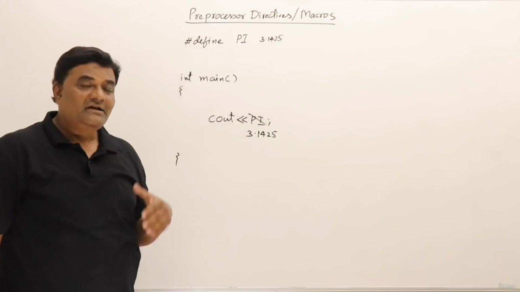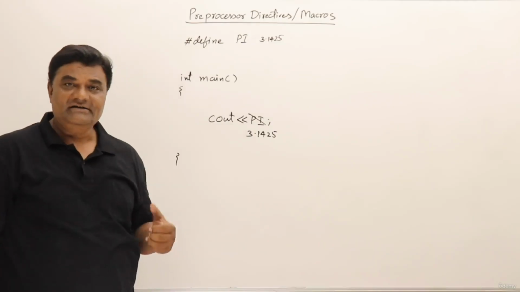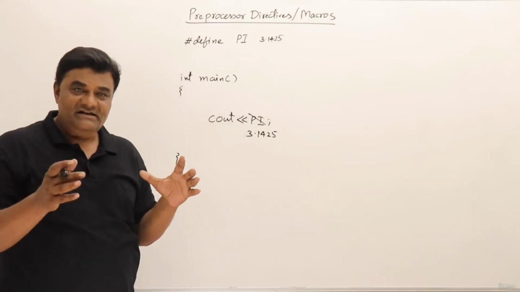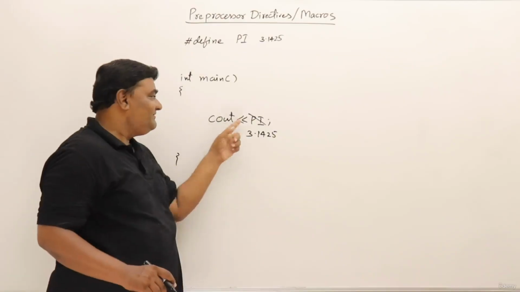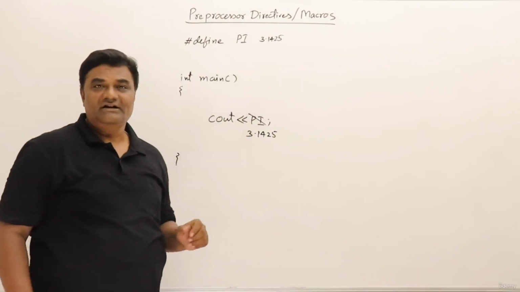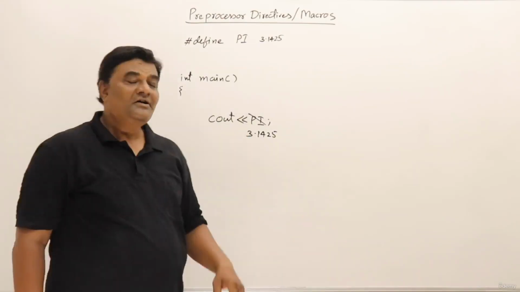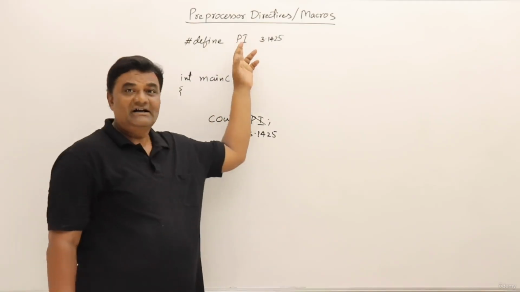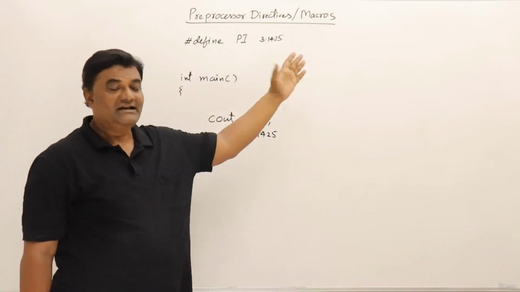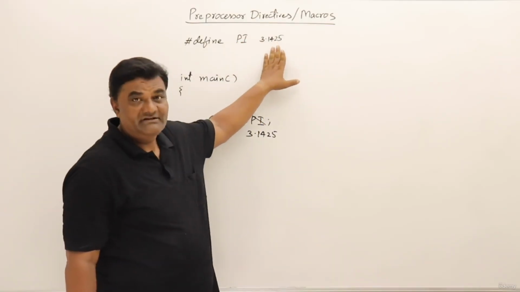So wherever pi is appearing in the program, this value will be replaced there. It is replaced before the program starts compiling. So what the compiler sees in this line is not pi, it sees 3.1425. It will cout that value, that's all. Wherever this symbol is appearing, it will be replaced with the next thing, whatever is written here.